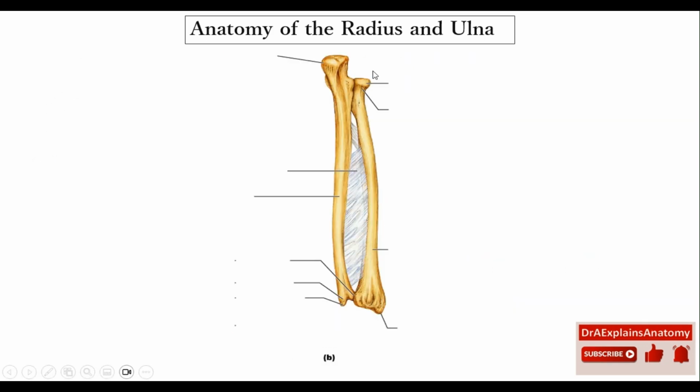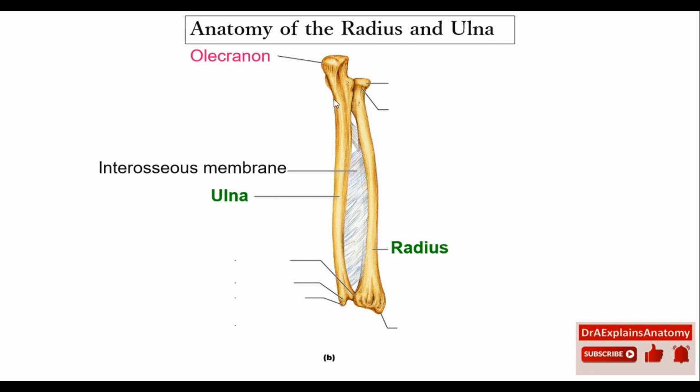Moving to the posterior aspect of the radius and the ulna, this is the ulna and this is the radius. This is the interosseous membrane. This is the olecranon. You can see part of the olecranon. On the humerus, which is the bone in your arm, you have the olecranon fossa, which is the fossa on the posterior aspect of the humerus. The olecranon fossa receives the olecranon of the ulna.